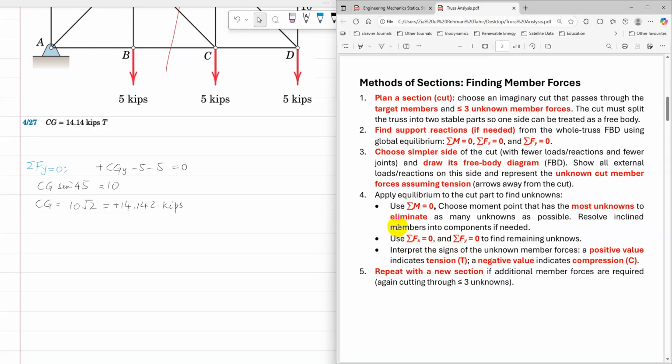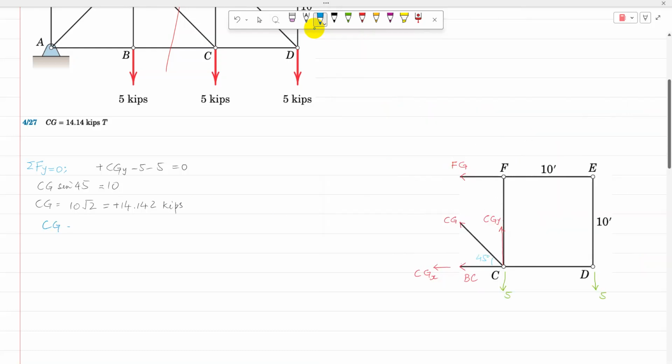Once member forces are calculated, we interpret the sign of the unknown member force. A positive value indicates tension. The answer is positive, so the positive value indicates tension. Then the answer is CG equal to 14.142 kips in tension. So that is the answer.